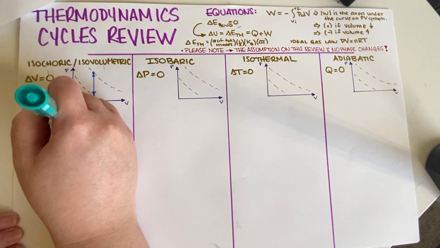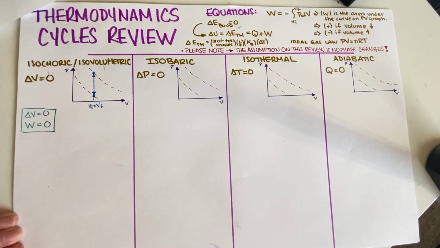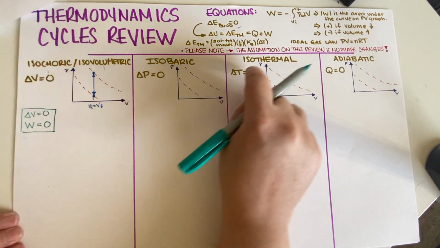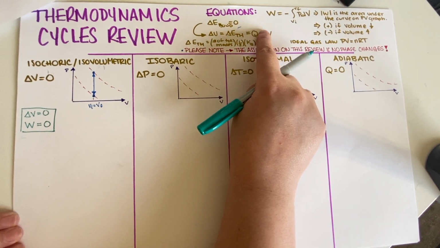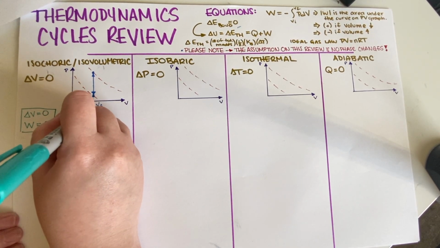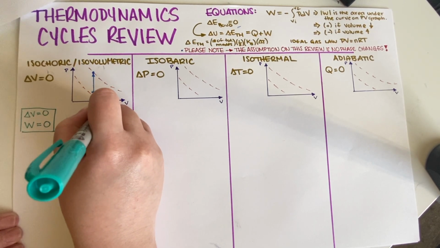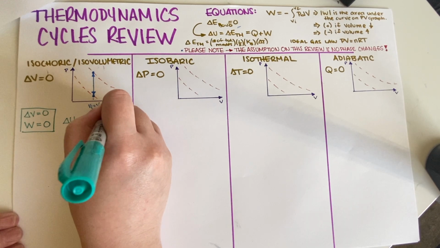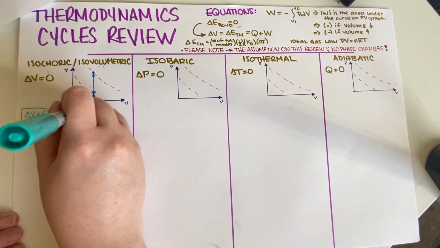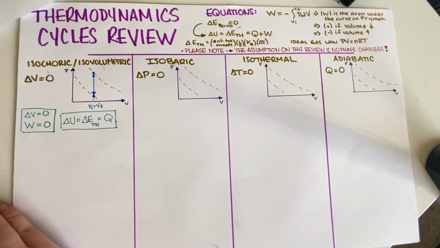So this gets simplified like this. And another thing that simplifies is if this is equal to 0, then we just take it out. Delta E thermal is then just equal to Q because there is no work done. So these are the two simplifications.